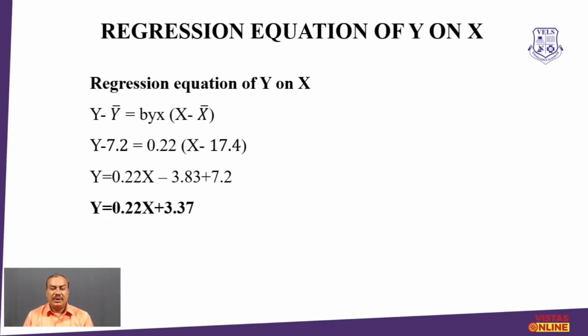Finally, we substitute in the regression equation of y on x. The formula is y minus y bar equal to byx into x minus x bar. Now, we substitute the y bar value, byx value and x bar value in the above equation except x and y. After that, we simplify the regression equation of y on x. Finally, we got this equation: y equals 0.22x plus 3.37. This is the regression equation of y on x for the given pairs of observations. Thank you.